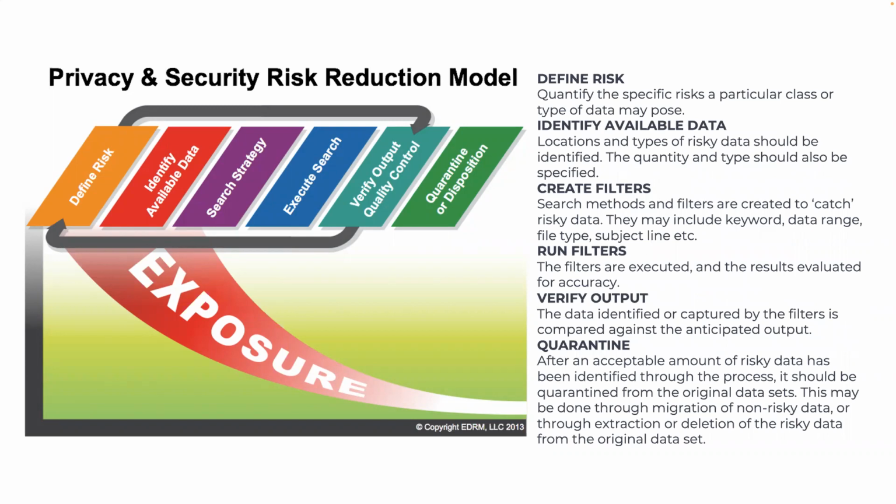So this is defined by the business units or the regulations that they're beholden to. So this could be PII, this could be credit card data, this could be attorney-client privilege, this could be trade secrets, right? So you get to know what is of value to your organization so that you can define it properly. Once you define what that risk is, you need to find out where it is.